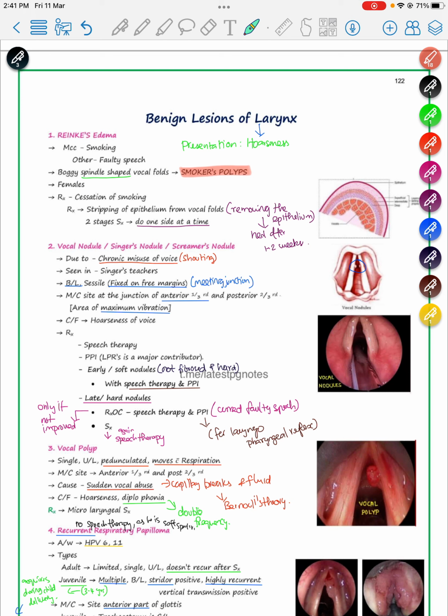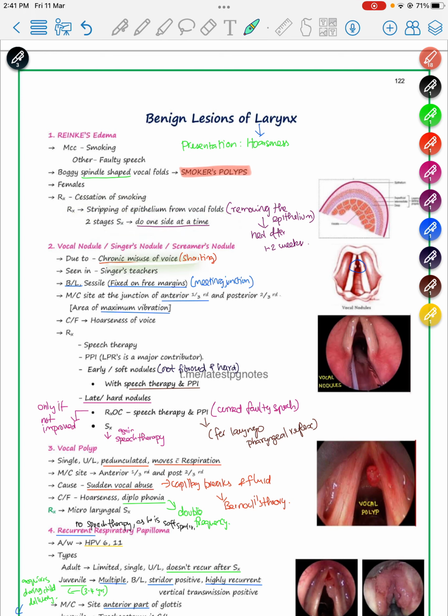Then stripping of the epithelium from the vocal folds. You should strip off the epithelium from the vocal fold first so it can heal. You should not do both sides at the same time, as it may cause laryngeal webbing, so do one at a time.